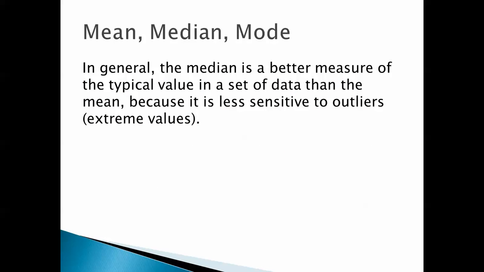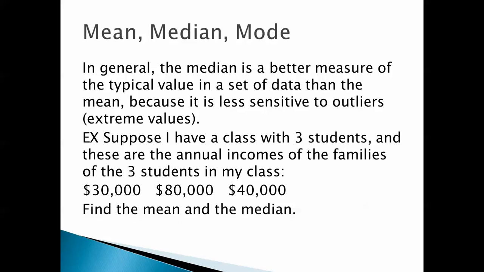In general, the median is a better measure of the typical value in a set of data than the mean because it is less sensitive to outliers, that is, extreme values. Let me show you an example. Suppose I have a class with 3 students, and these are the annual incomes of the families of the 3 students in my class.